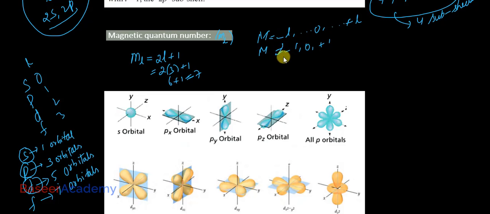M can take values from -2 to +2, right? M will take values from -2 to +2. How many values? 1, 2, 3, 4, 5. So the D subshell splits into 5 orbitals. And what are the names of the D orbitals? dyz, dxz, dxy, dx square minus y square, dz square.